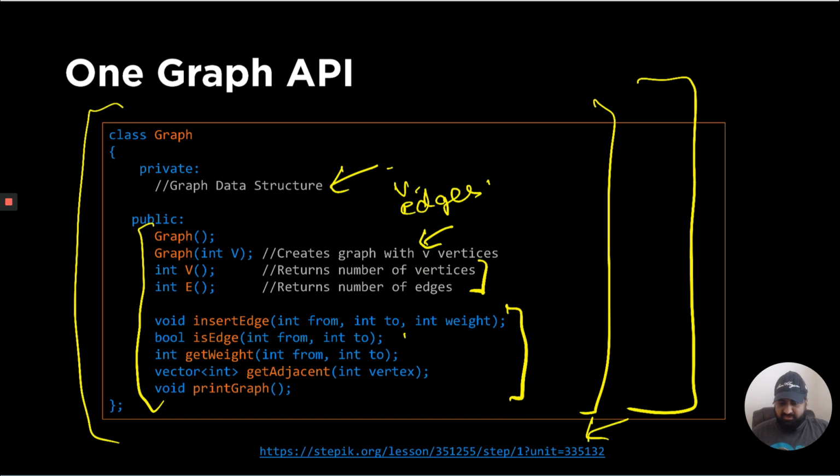Get weight just returns the weight if we have two vertices. Now here we have everything as integers. You might have strings or other labels, so you might need to create a mapper based on your particular use case. The next one is get adjacent. In this one, you return a vector of the different graph vertices that are connected to a particular source vertex. The last one is print graph, which allows you to print your graph and see it.